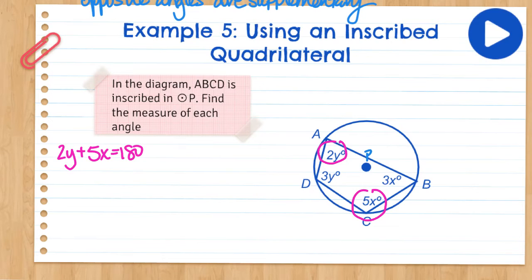And then we can also set the measure of angle D plus the measure of angle B equals 180. So 3y plus 3x equals 180. And what we get here is a system of linear equations. And you can solve a system of linear equations many different ways. But the easiest way to solve the system of linear equations is to use Desmos.